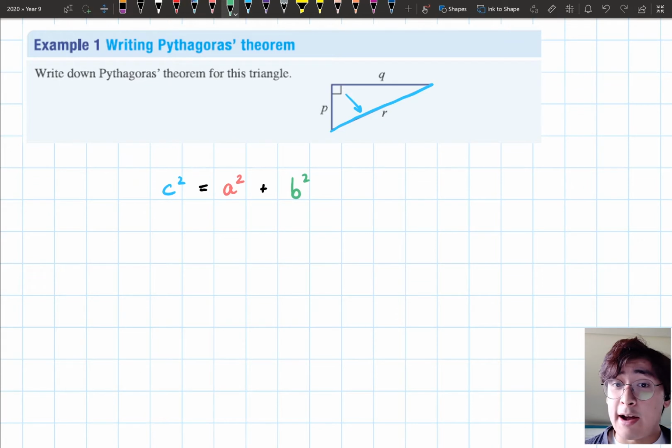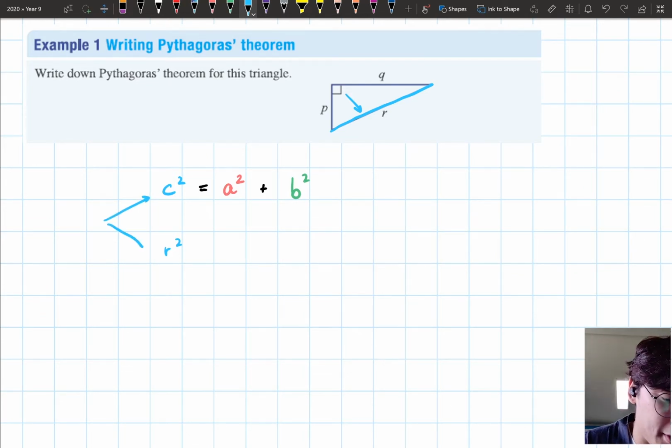Okay. Now for this right angle triangle here, I know that the value of C, or the hypotenuse, is just R. So I'm going to write R squared instead of C squared. So here, the hypotenuse is just R. So let me label both of these. Hypotenuse for the triangle. So I've got R squared.